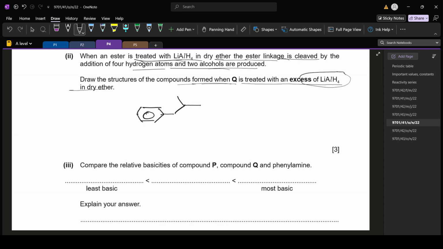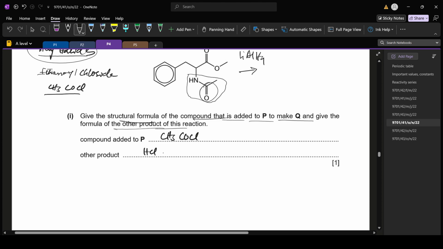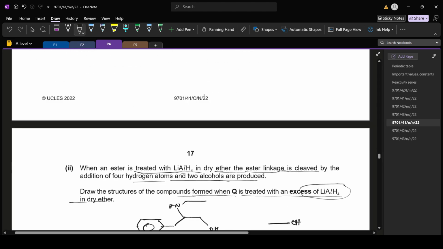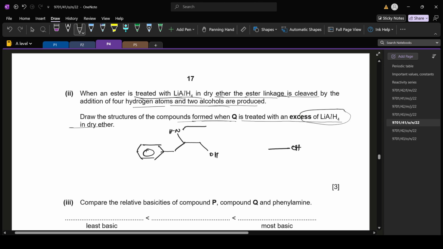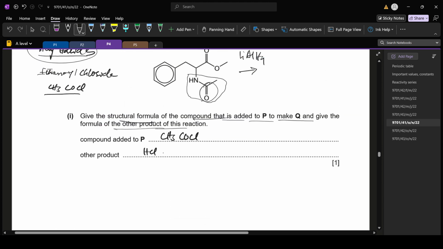This is your final structure. Okay, NH, and you will have another structure of OH, which is methanol. So you can see that this carbon oxygen double bond is changed into this CH2 group. Okay, this is the main part.